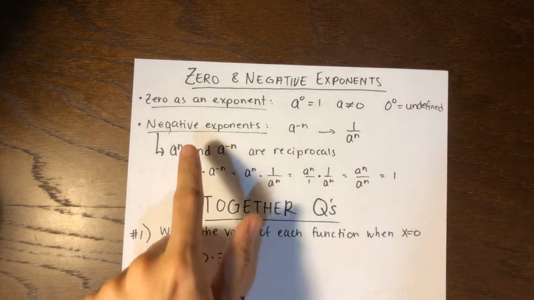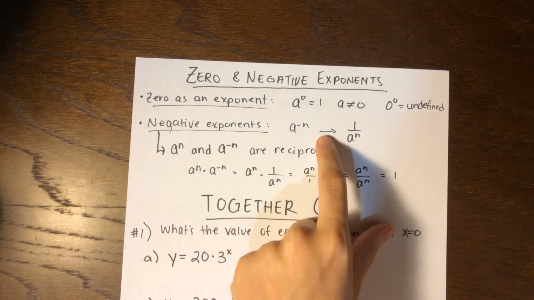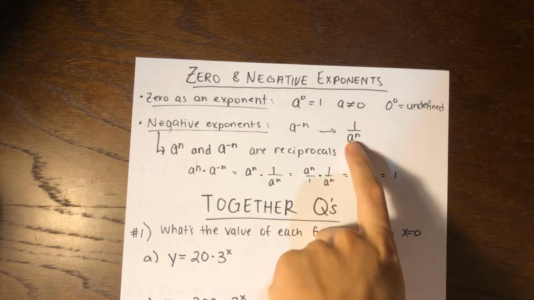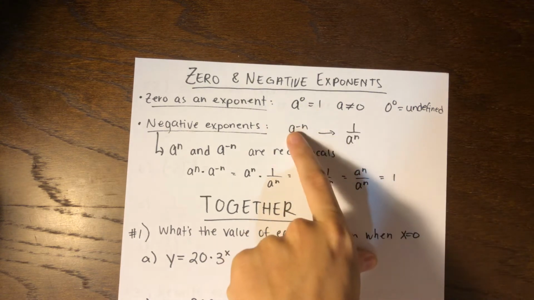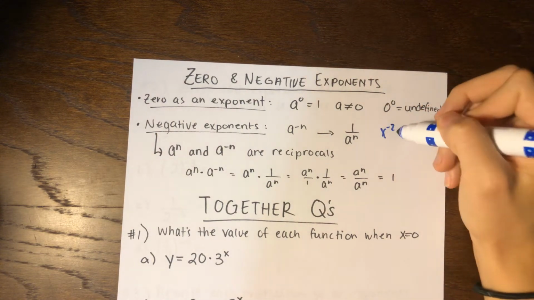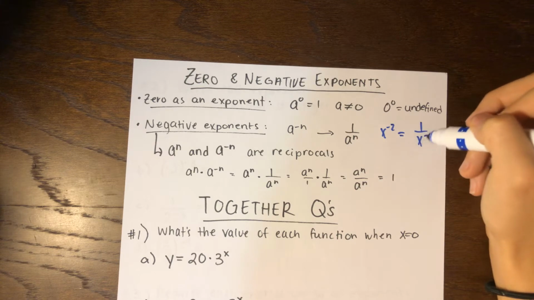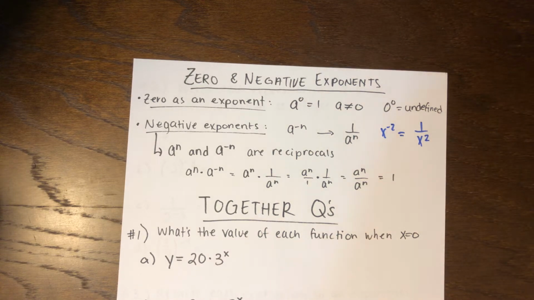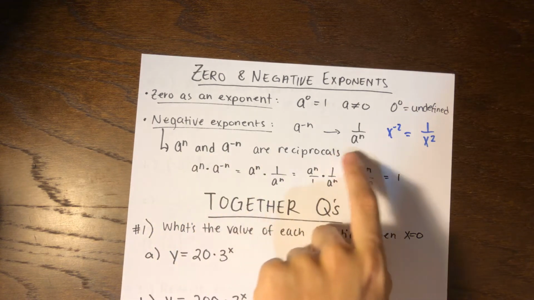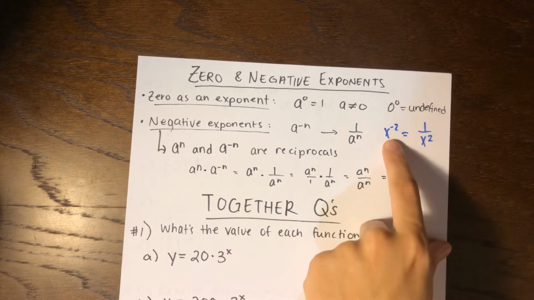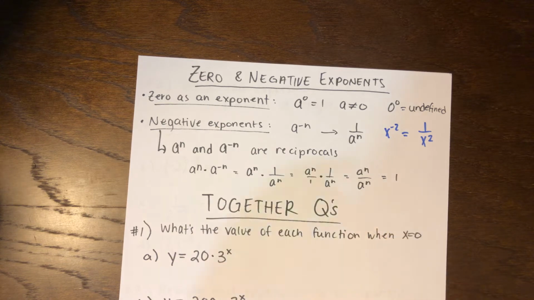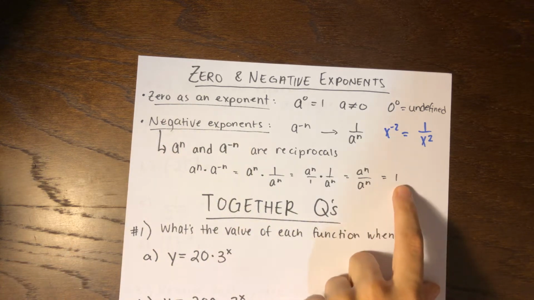When it comes to negative exponents, we can rewrite them to make them positive by putting it as a fraction. So we would make it positive and put 1 over whatever we were given. So if we were given x to the negative 2, we would rewrite that as 1 over x squared. Just to give you guys a little preview. This is what it's explaining here. A positive and a negative exponent are reciprocals of each other. So anytime there are reciprocals, if you multiply them together, you should get 1.